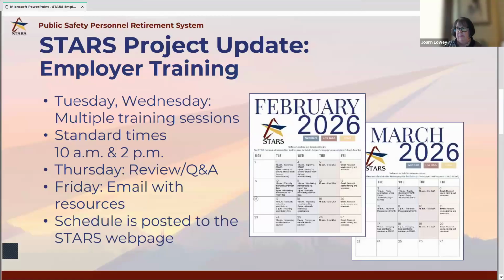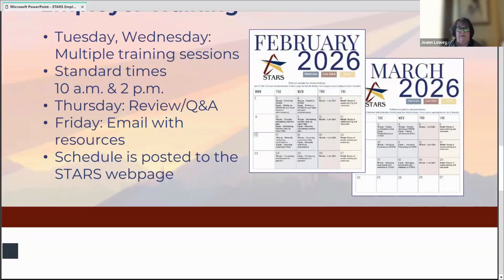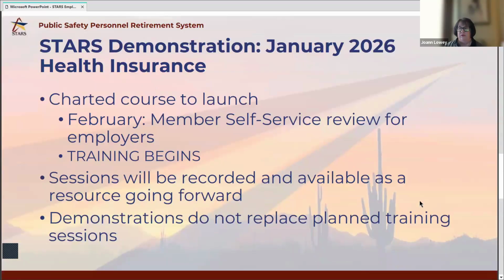So I'm going to stop sharing. And just to remind everybody that the monthly meetings are on the third Wednesday of each month, at least through May of 2026. The next meeting will be Wednesday, February 18th at 1 p.m. And the demonstration will be the member self-service review for employers. And we will see what we can provide regarding the health insurance view also in ESS.